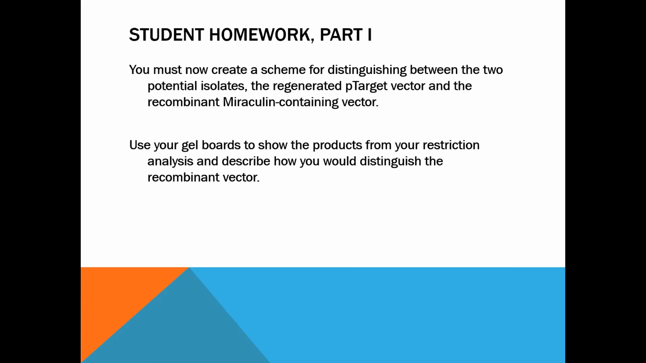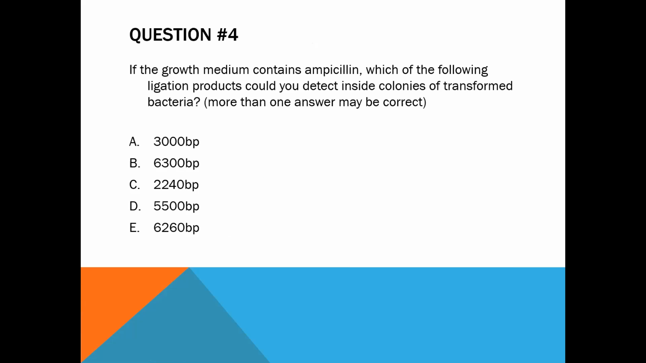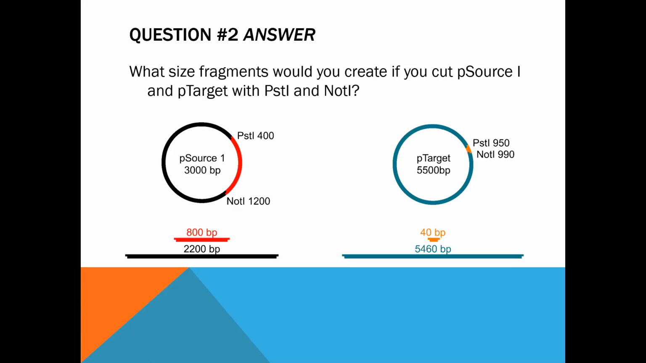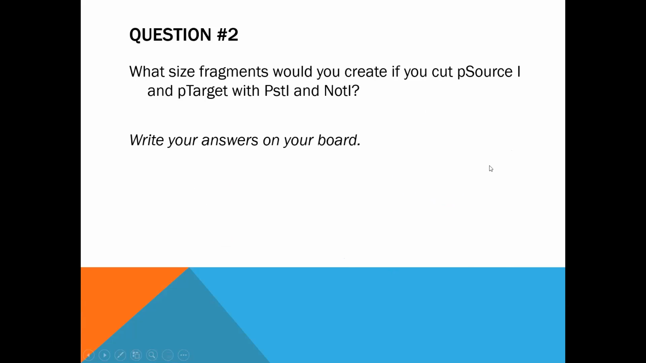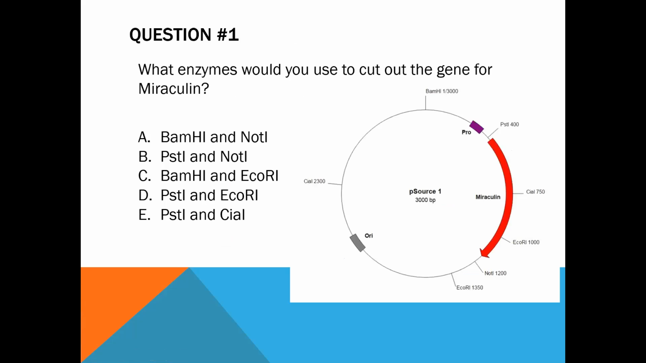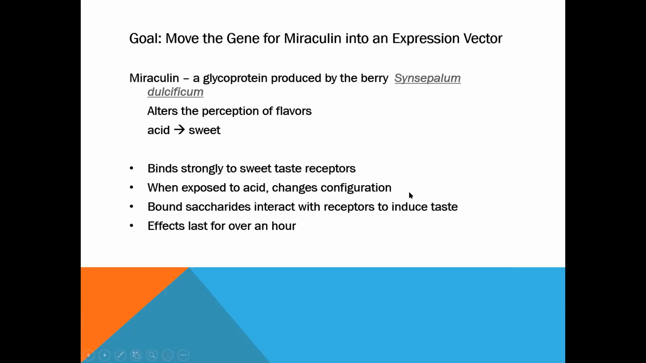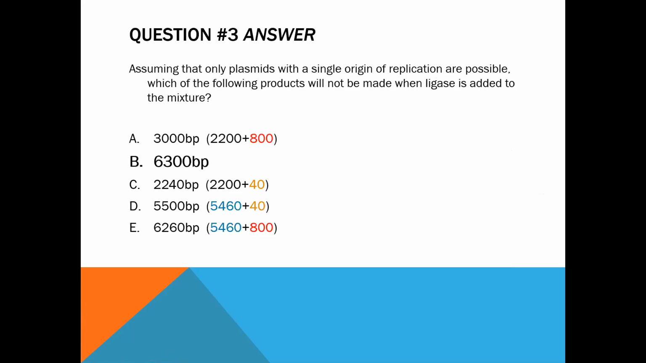So we're going to go back and look and see how you could tell which ones were just p-target with itself or the p-target with that 800 base pair. Let's go look at the pictures here. And we can see that there's some other cut sites to look at. I'm going to show target.